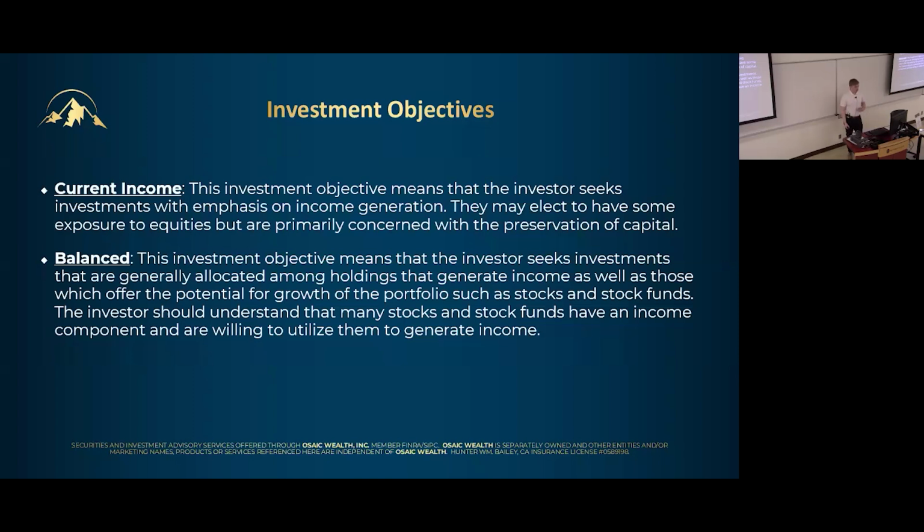So moving up to balanced, which in my experience, and I feel like in general experience, is probably the most common objective to land on. This investment objective means that the investor seeks investments that are generally allocated among holdings that generate income, as well as those which offer the potential for growth of the portfolio, such as stocks and stock funds. So there's a decent amount of range that can be within these objectives.